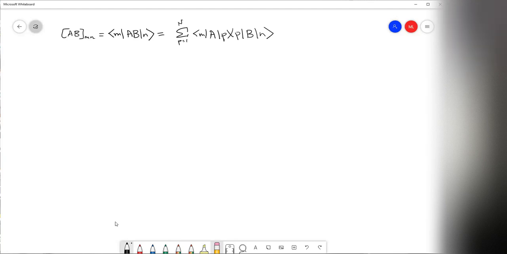If you wanted. And what is this? Well, this is nothing but the MP matrix element of A, and then this is the PN matrix element. So all you've done is you've just proven how to multiply matrices together. This is just matrix multiplication, but written in this Dirac notation. It's the proof of how matrix multiplication works.